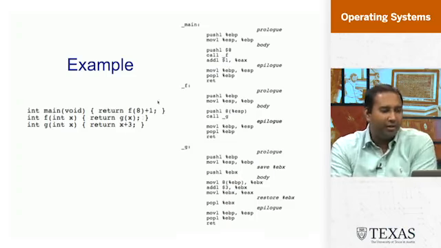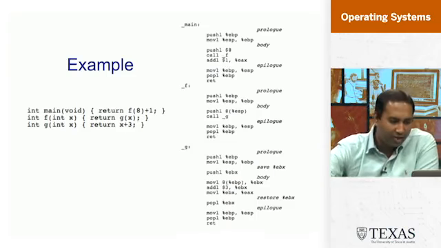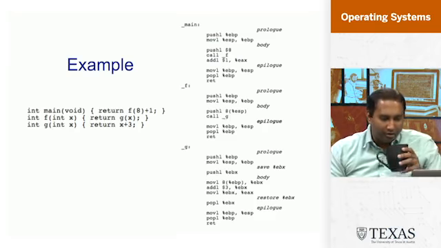Okay, so this is an example of how different functions in C are getting translated into assembly code.